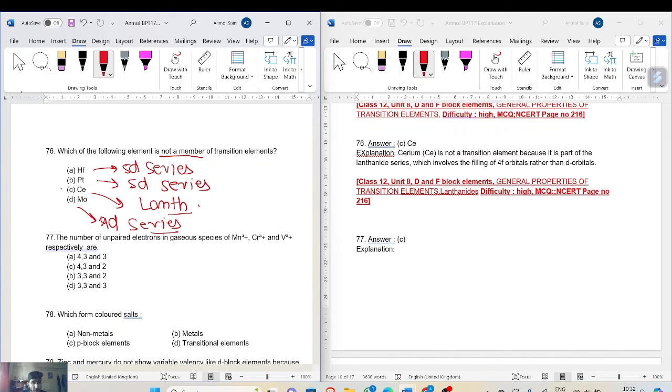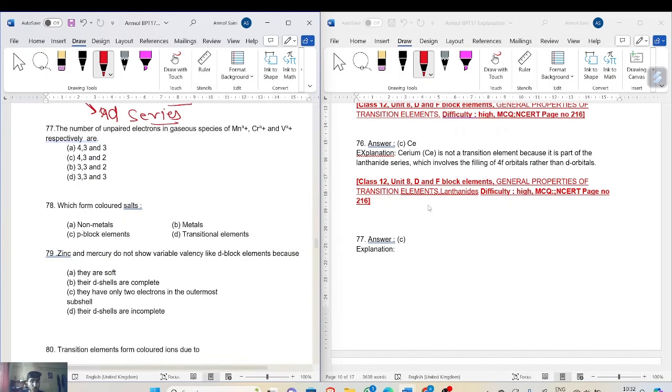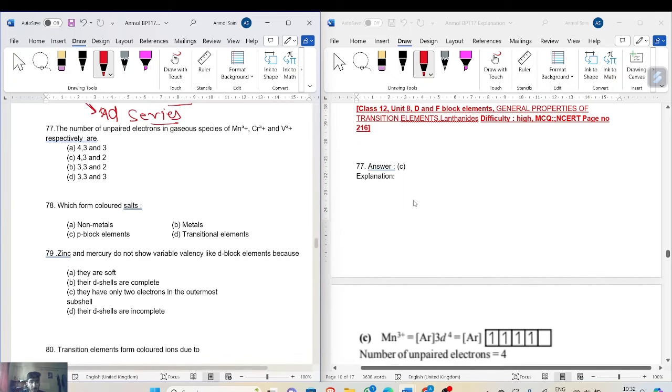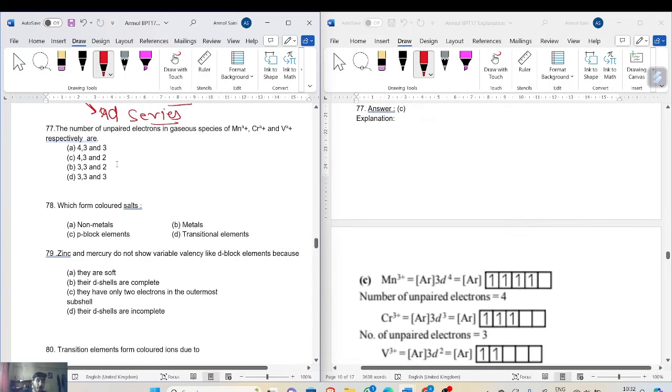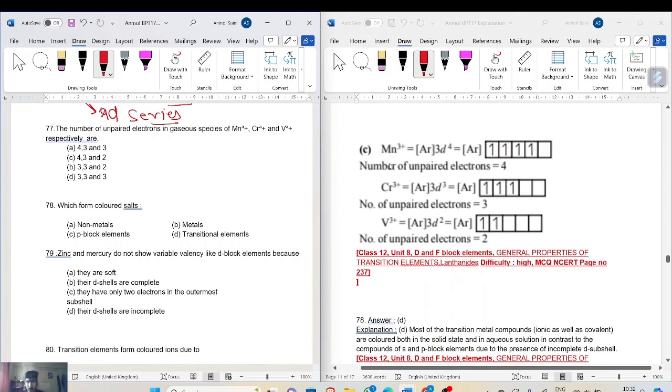So our correct answer will be C, because we want the incorrect answer. Okay. So let's come to question number 77. The number of unpaired electrons in gaseous species of Mn3+, Cr3+, and V3+ respectively are. Okay, so first we will write the electronic configuration, then we can easily check. So let's look at the solution.